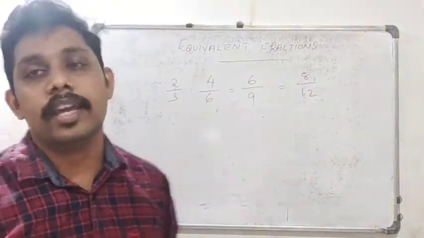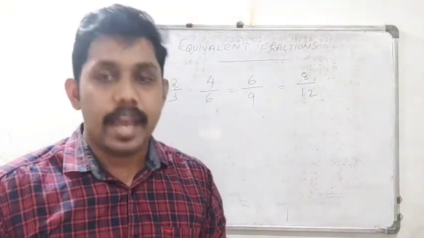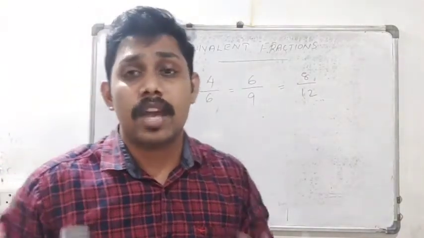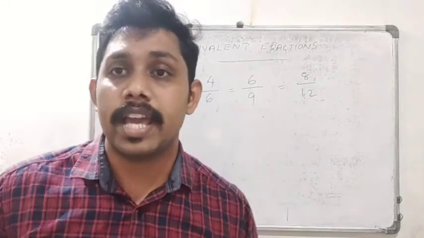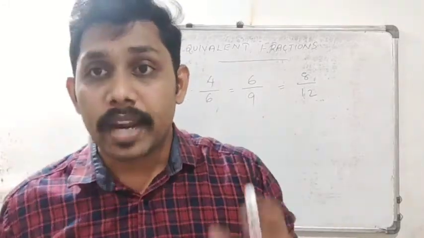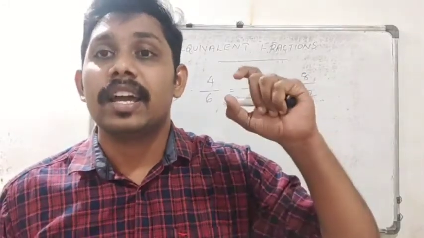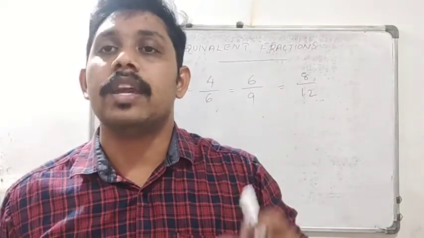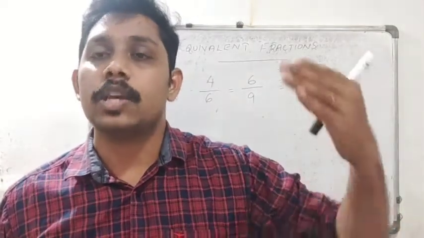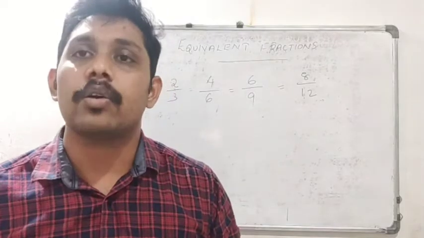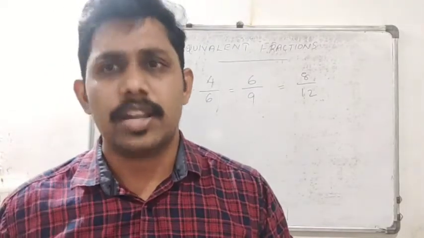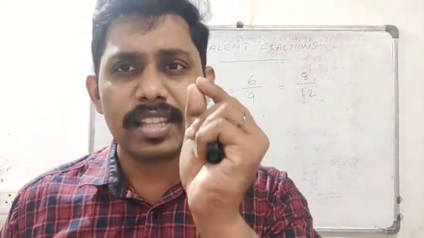So this is called equivalent fractions, which means we are multiplying or dividing the numerator and denominator of a given fraction. Then we get fractions which are equal to the given fraction. They are called equivalent fractions. I think you get it. Let's do an example problem.